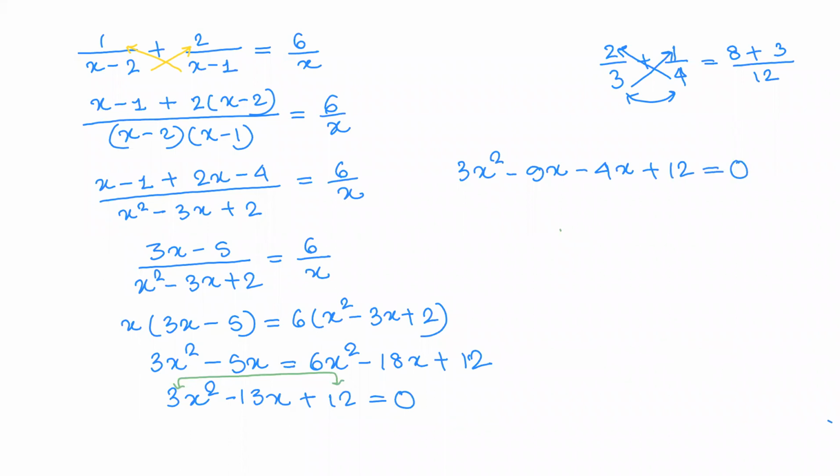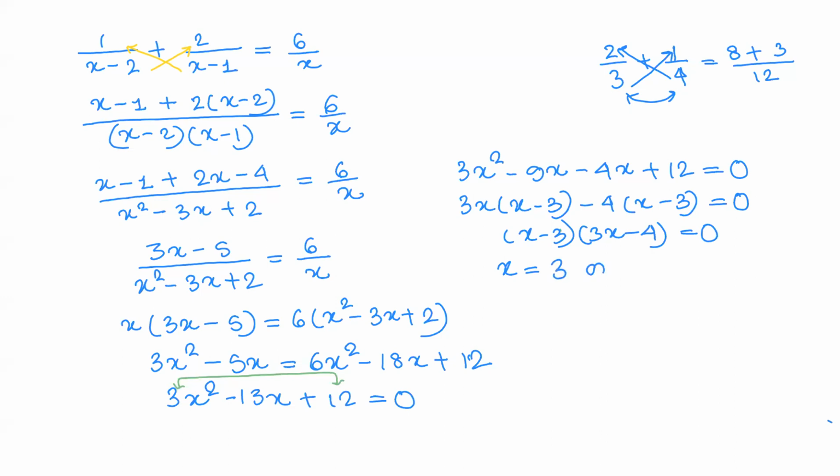And then we can easily get the factors. From here, if you take 3x common, you get x minus 3. From here, if you take minus 4 common, you get x minus 3 equals to 0. So we have x minus 3 times 3x minus 4 equals to 0. And the answer is x equals to 3 or x equals to 4 by 3. I hope you got this answer. Okay, so if you got this answer, then your answer is correct. Perfect.